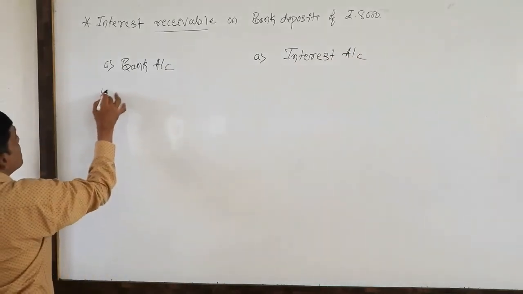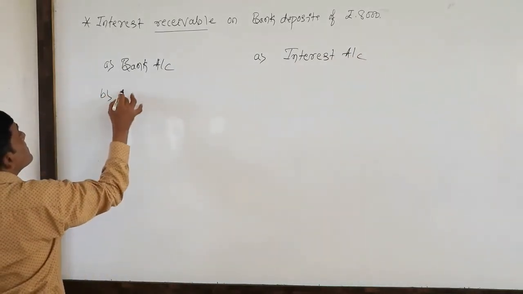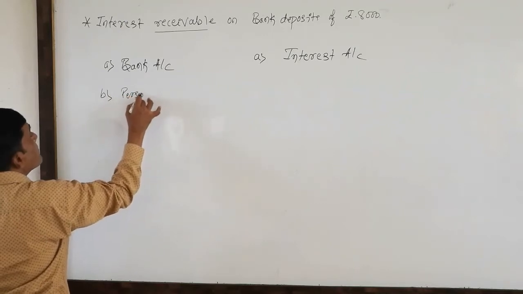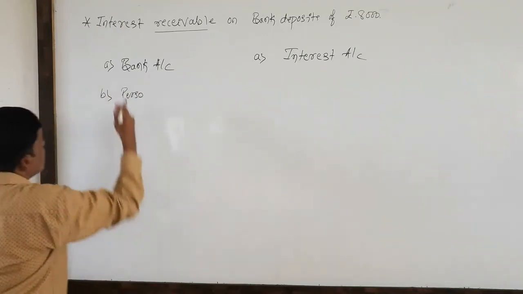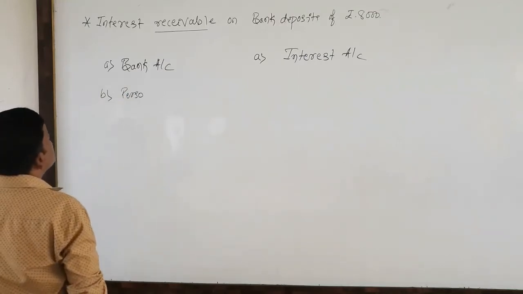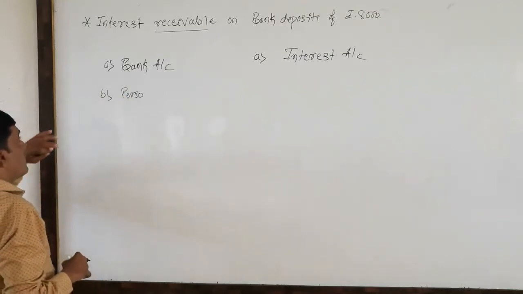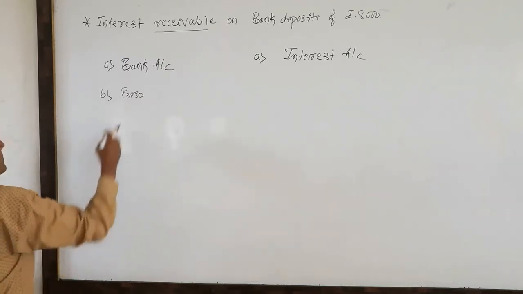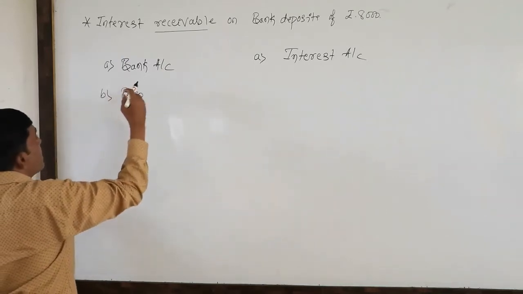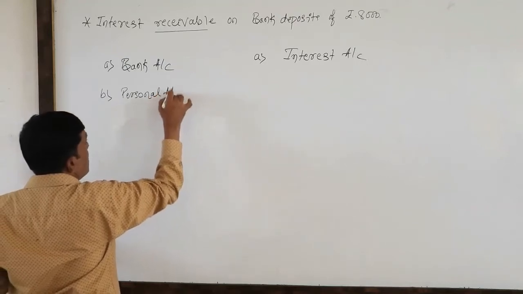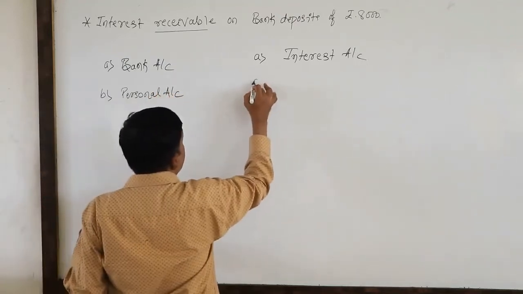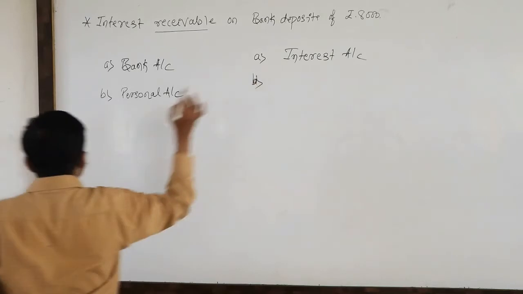Very interesting example it is. Look here, bank is personal. Why? Because it is a legal person. It is a financial institution formed by so many people, so it is an artificial person. It comes under personal account. Later on we will discuss this point.